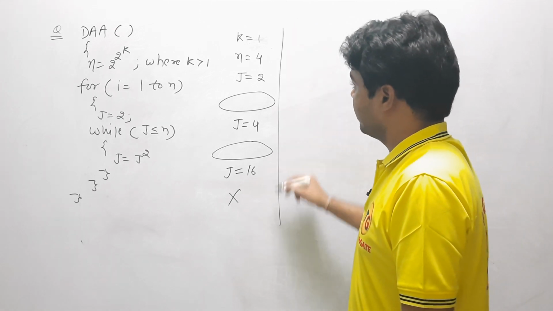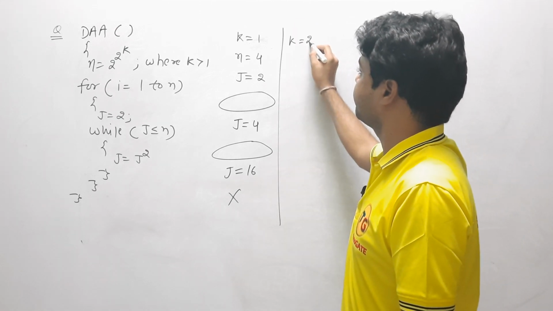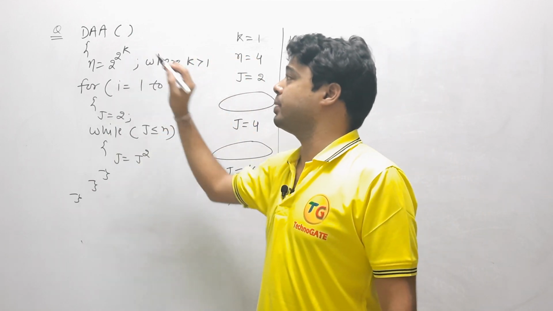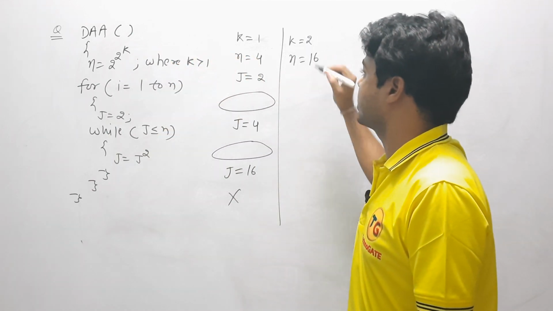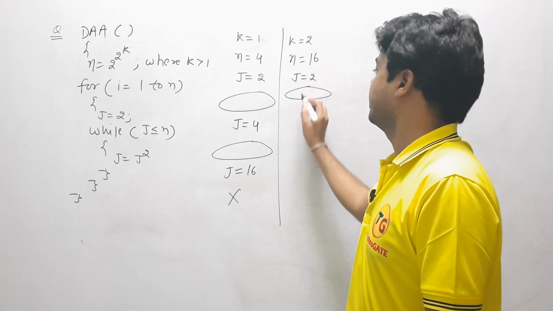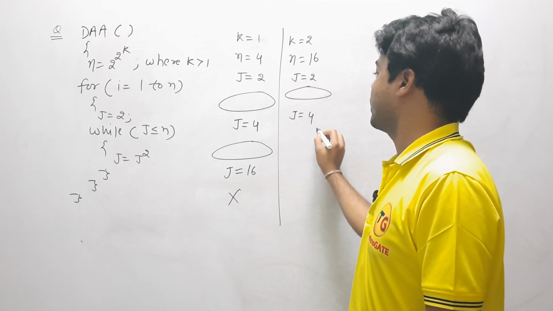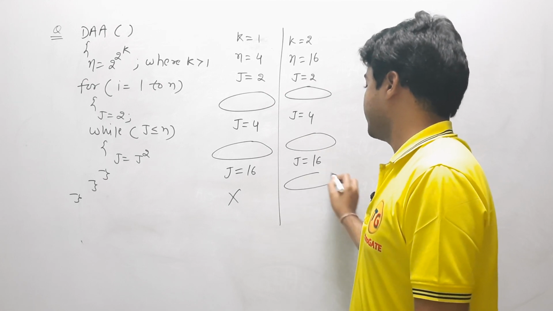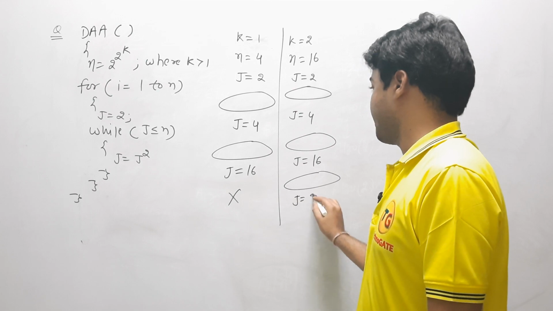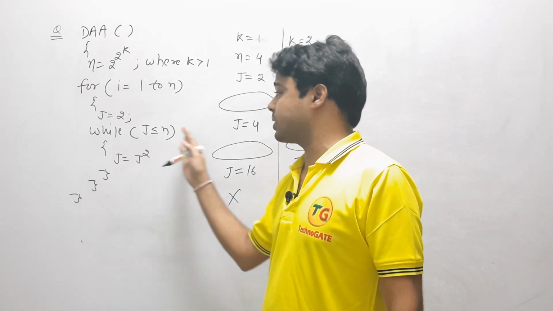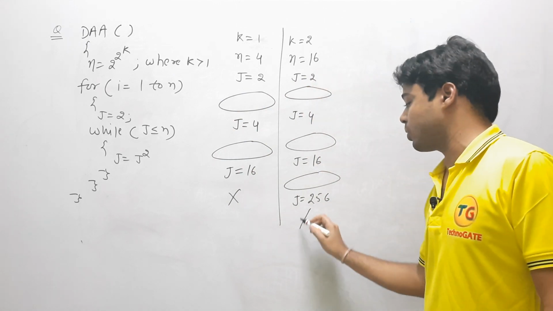Now k equals 2 here, n is 2 raised to power 2 raised to power 2, which means n is 16. So j is 2 initially, it will execute. J is 4, it will execute. J is 16, it will execute. J is now 256, so 256 is not less than or equal to n, and we are out.